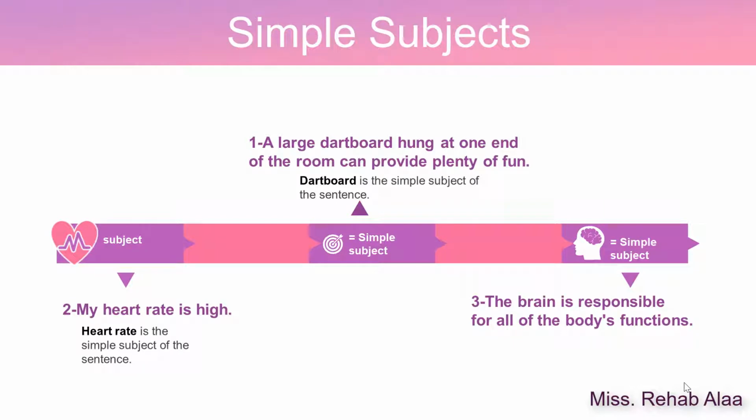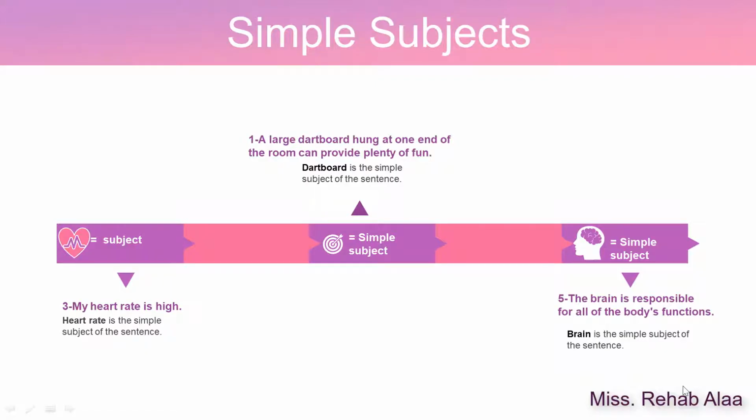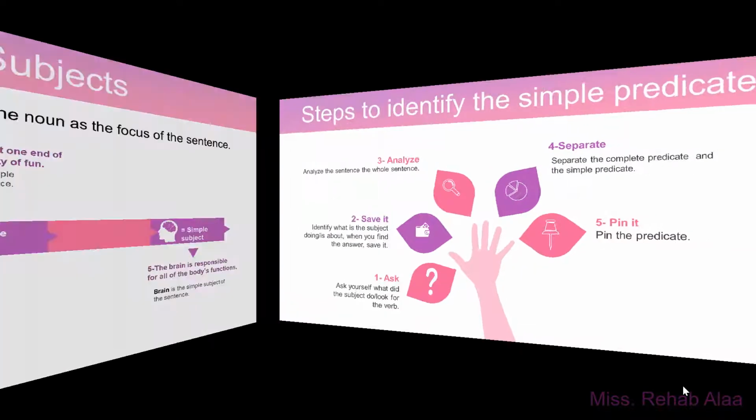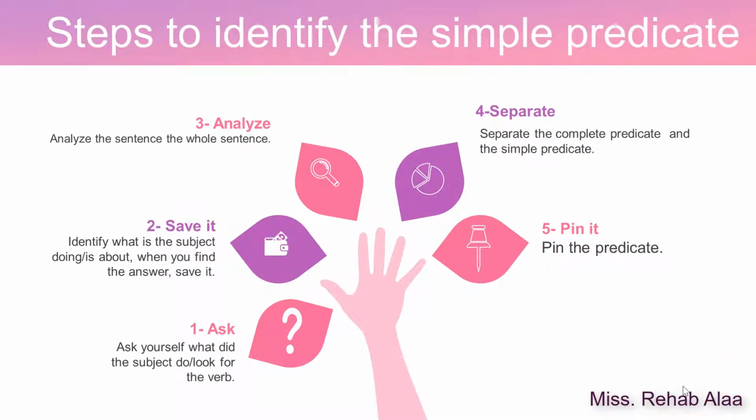Example 3, the brain is responsible for all the body's functions. Since brain here is the main thing, it will be the simple subject of the sentence. From these examples, we can conclude that the simple subject is a subject that has one noun as the focus of the sentence. Now, with the steps to identify the simple predicates.